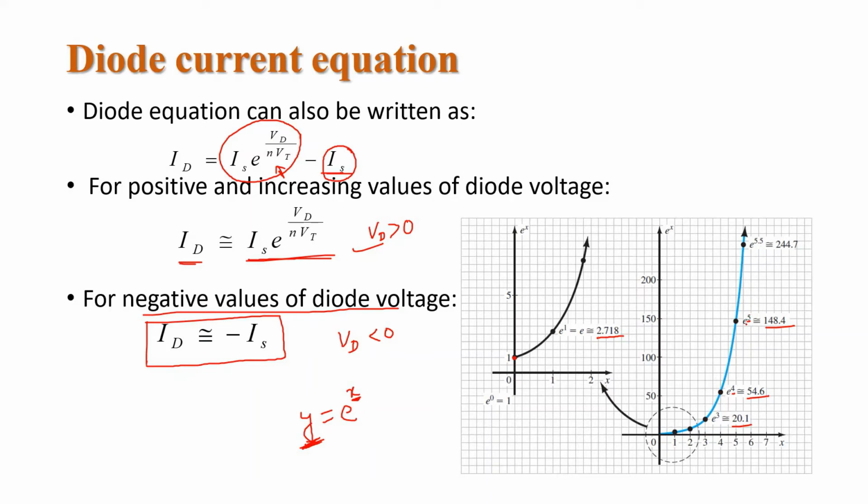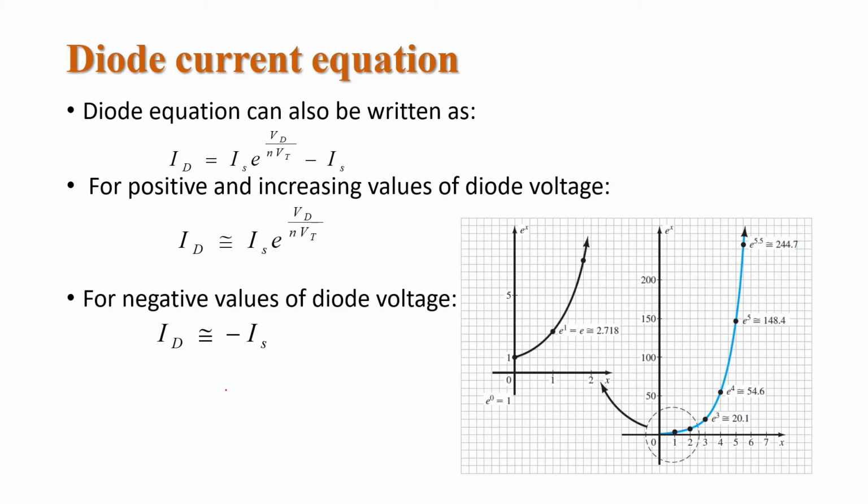As you can see here, from e to the power 5 it is 148.4, and at e to the power 5.5 we have already moved to 244.7. So as you go to higher values of x, this curve becomes very much vertical in nature.